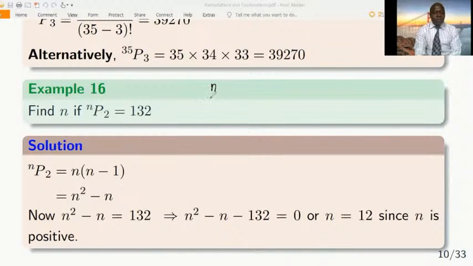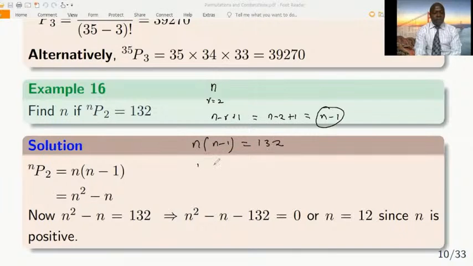So my n is n, my r is 2, and what about n minus r plus 1? This is the same as n minus 2 plus 1, which is just n minus 1. So then I'll be multiplying from n all the way up to this. So it will be n times n minus 1. And this is what I'm told is 132.